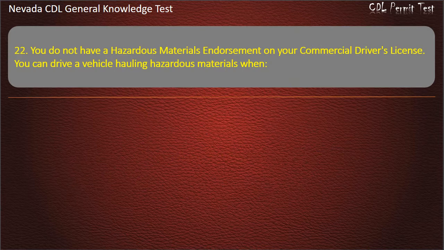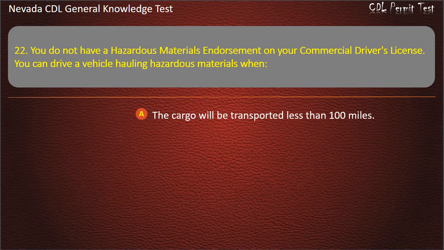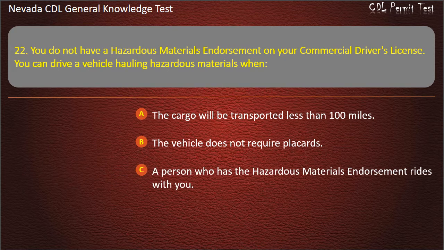Question 22. You do not have a hazardous materials endorsement on your commercial driver's license. You can drive a vehicle hauling hazardous materials when the cargo will be transported less than 100 miles, the vehicle does not require placards, or a person who has the hazardous materials endorsement rides with you. Answer: The vehicle does not require placards.